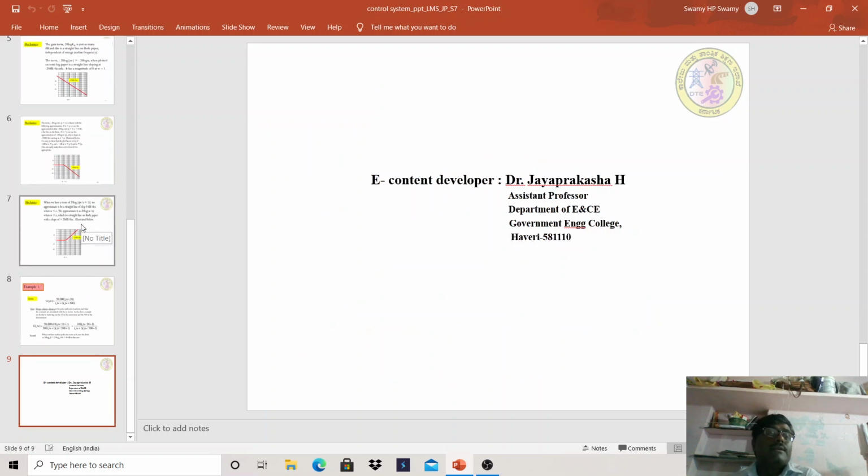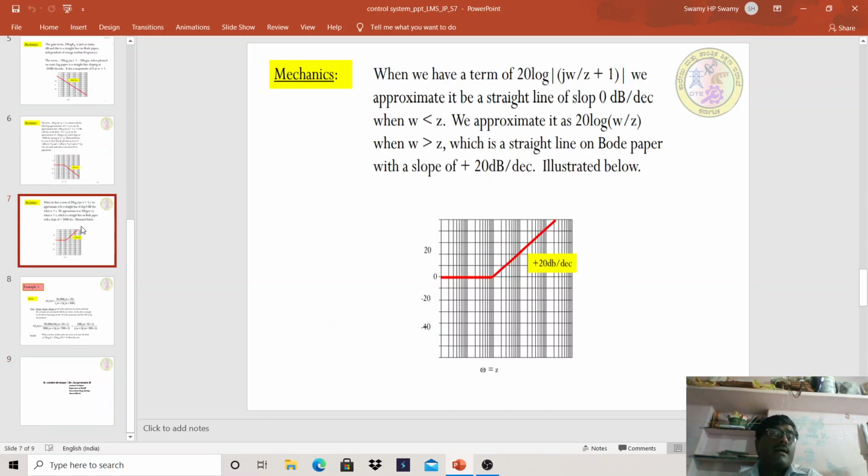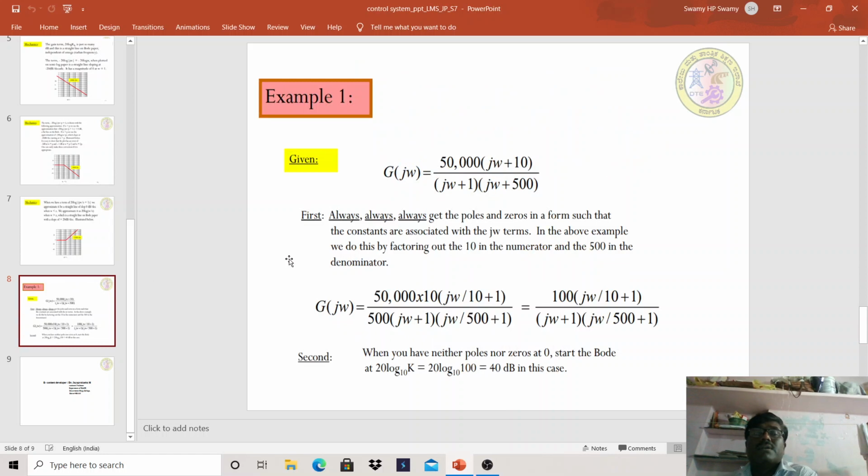Example 1. The given transfer function is G of j omega equal to 50,000 into j omega plus 10 in the numerator of the open loop transfer function. In the denominator you have j omega plus 1 into j omega plus 500. Always get the poles and zeros in a form such that constants are associated with the j omega terms.